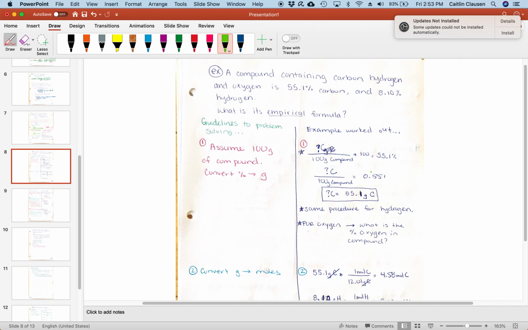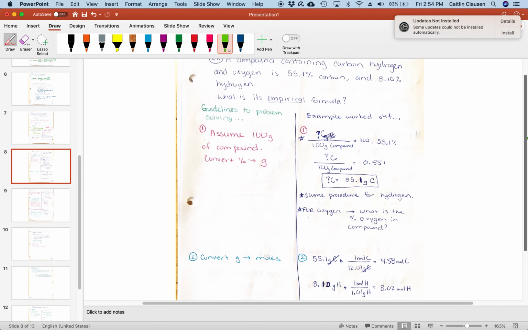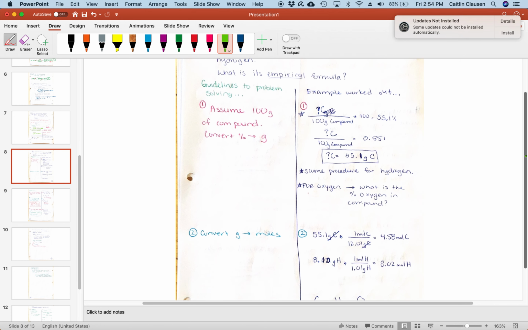If I do the math, I'm going to divide by 100 on both sides. That's going to turn 55.1% into 0.551. Multiply by 100 on both sides, and now I get 55.1 grams of carbon in every 100 grams of compound. I can do the same procedure for hydrogen. Instead of this equation equaling 55.1%, it's going to equal 8.10%.